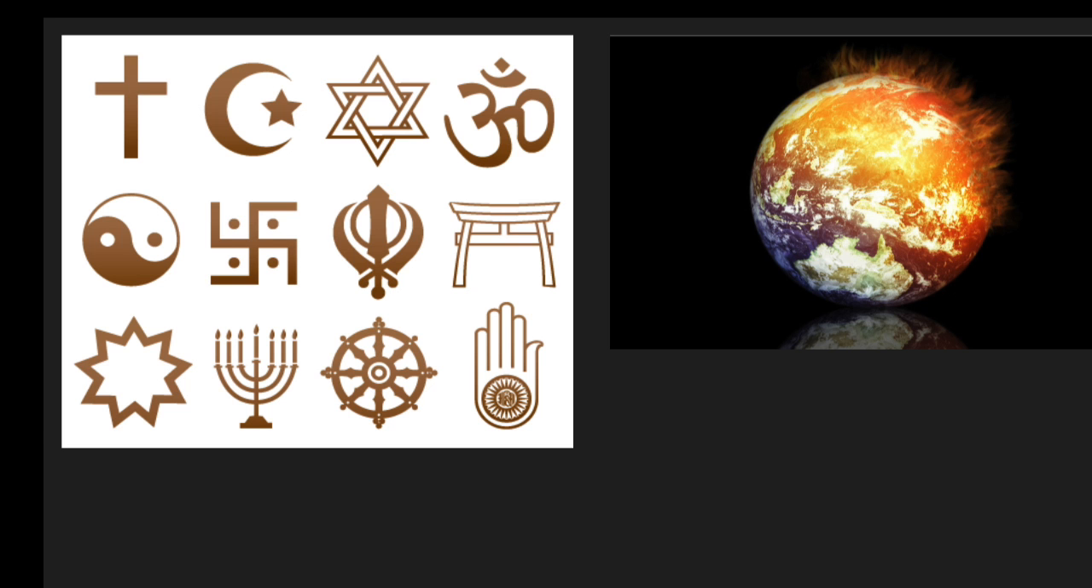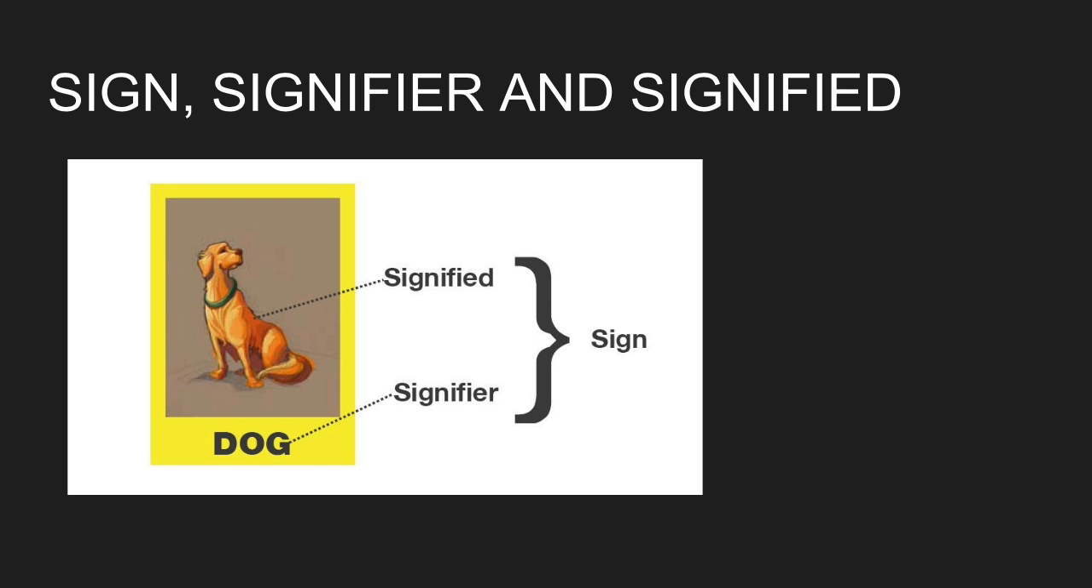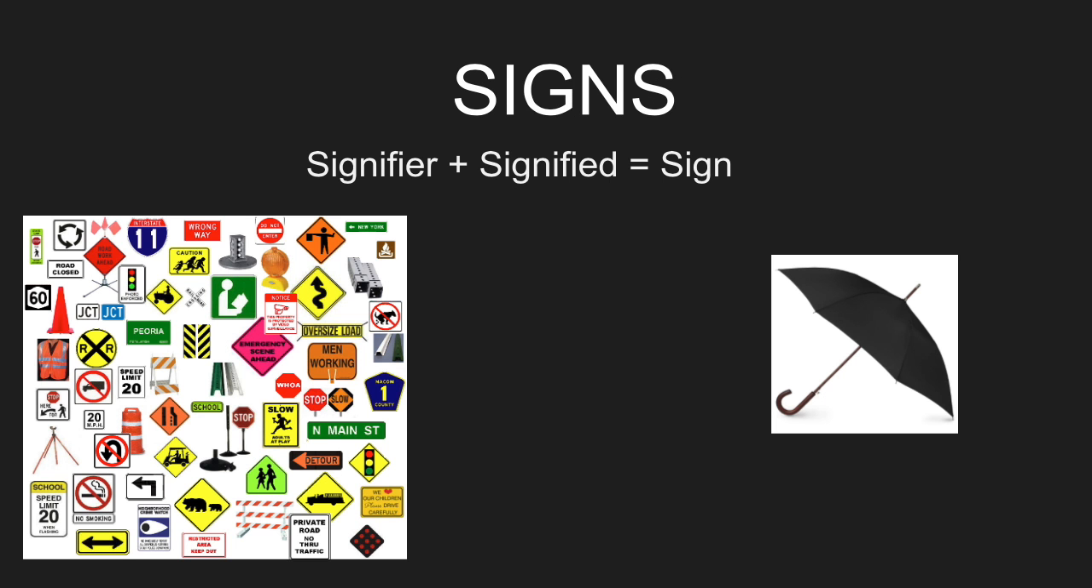Semiotics is composed of three elements that work together to express meaning. These three elements are called the sign, the signifier, and the signified. The sign is a blanket term that refers to the recognizable combination of the signifier and the signified. Here are some common combinations that most of us are probably familiar with.